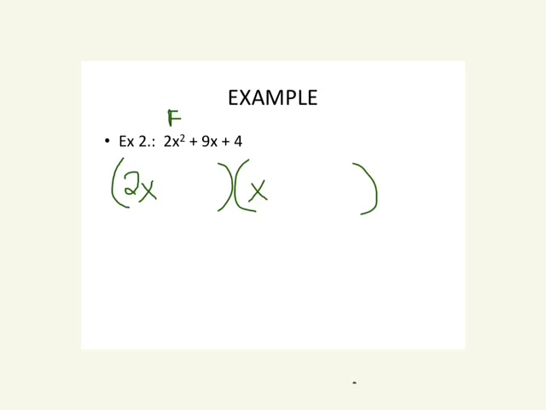Now we need to go ahead and figure out what the last term is. Well, I know since everything's positive here that I'm going to have a plus. Now I need to go ahead and think of the factors of 4. What are the factors of 4?